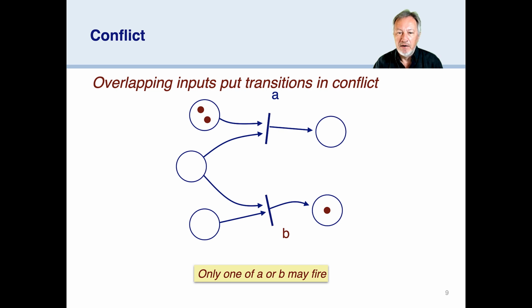So if you fire B, for example, then B consumes the shared token and A is now disabled. So even though it could have fired, it didn't. And in this particular execution path, it's been disabled and can no longer fire.